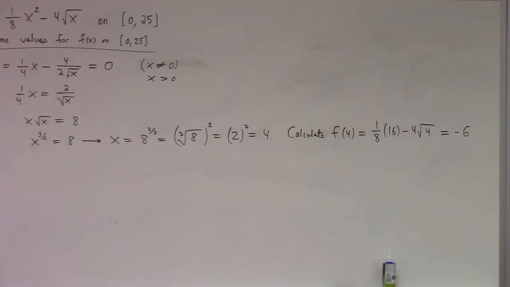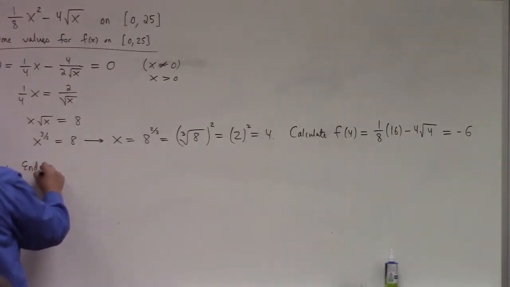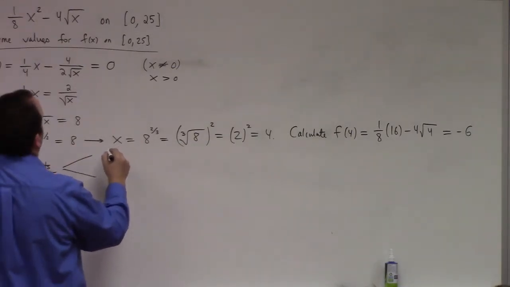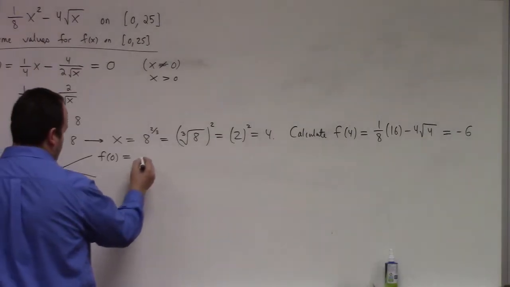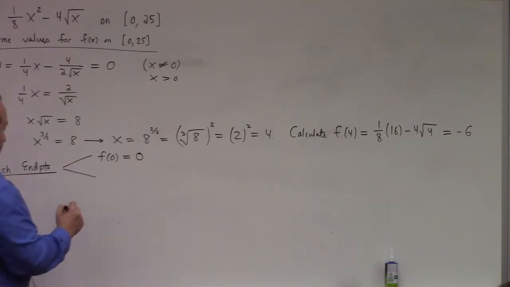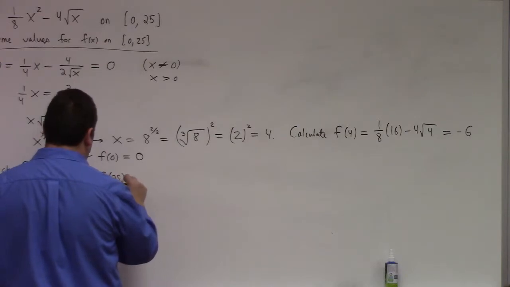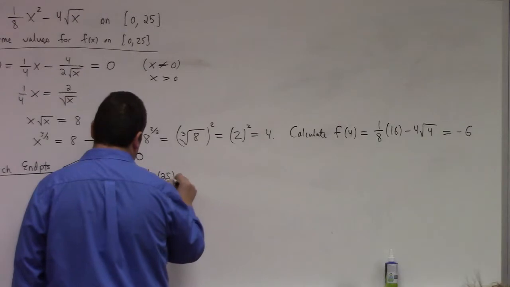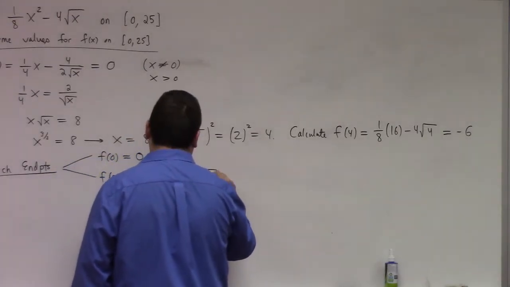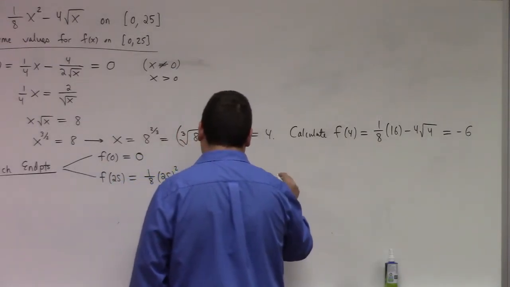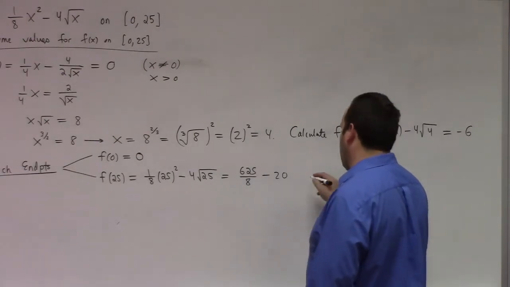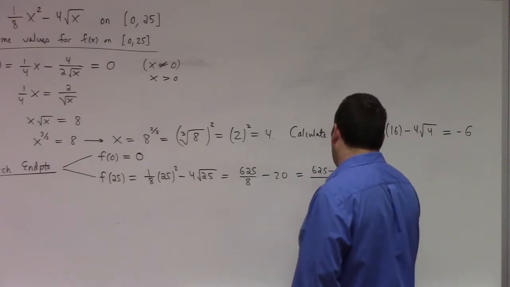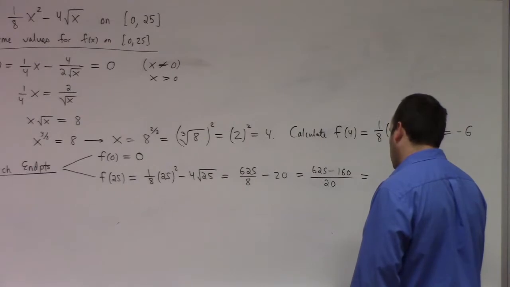So what do we need to check? Check the endpoints. What do those give you? f of 0 is 1/8 of 0 squared minus 4 times the square root of 0, otherwise known as 0. What's the other endpoint? f of 25. Ugh, all right, fine. That one I might actually have to get my calculator out for. f of 25 is 1/8 of 25 squared minus 4 times the square root of 25. So what is 625 divided by 8 minus 20? I guess it's 625 minus 160 over 8. Yay, thank you. I'll take it.